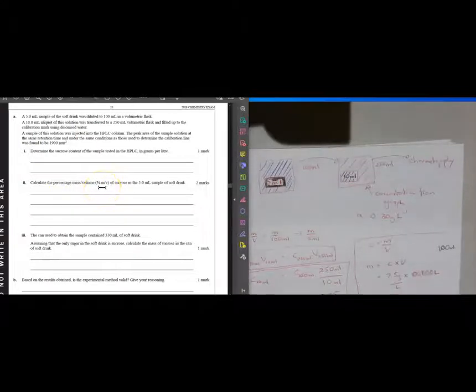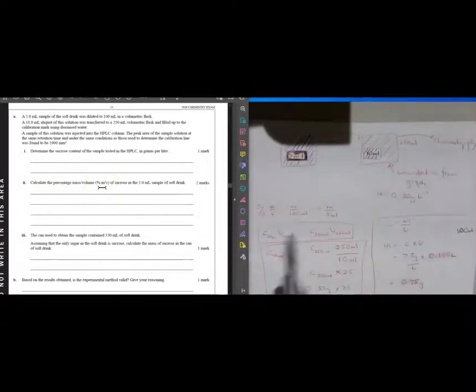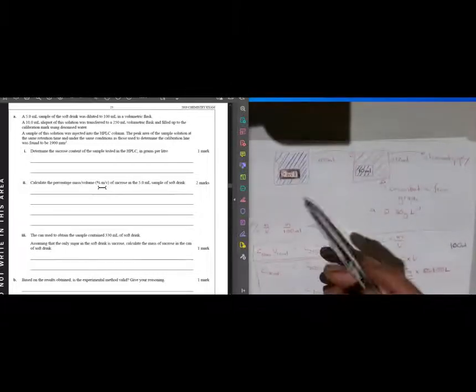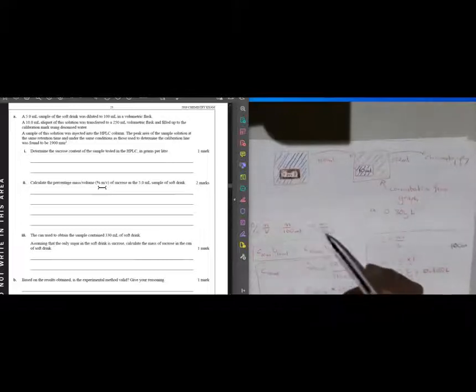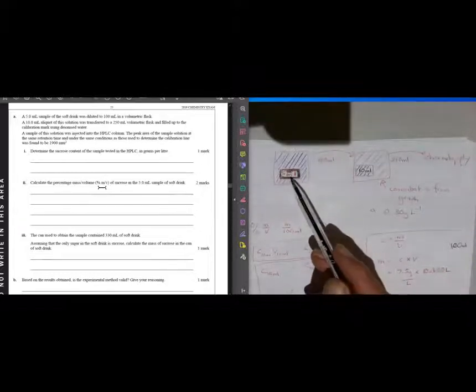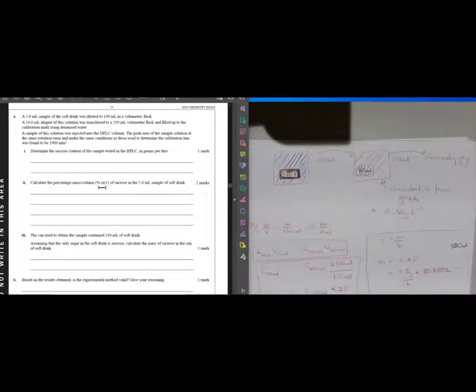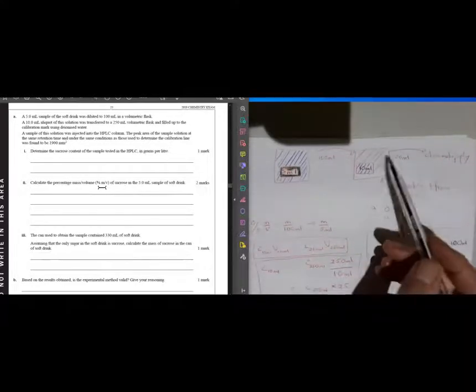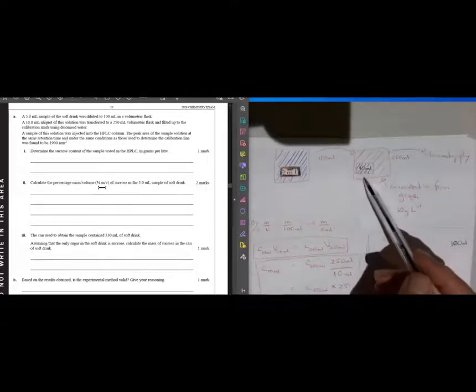When you've got percent, it's always the mass in 100 grams. You can work out the mass in your 5 mls and then just use your ratio to work out how much that would be in 100 mls. So we want to know the mass in here. So we're starting over here. We've got the concentration of the 250 mls, and this was diluted. So we can work out the concentration in the 10 mls.